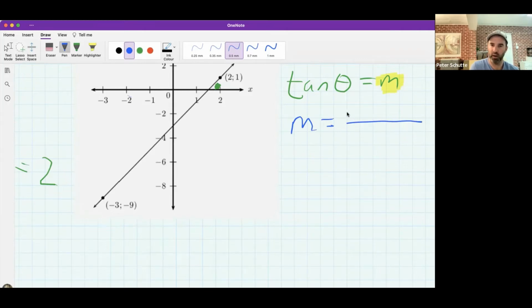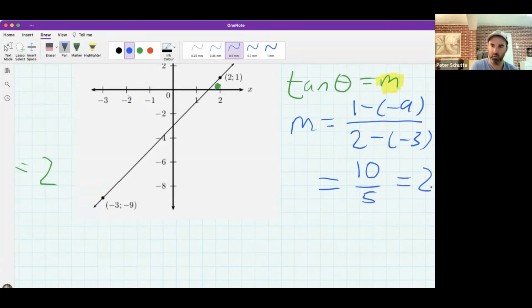So we should get for our gradient, you can do this in whatever order you like, as long as you're consistent, 1 minus minus 9 and 2 minus minus 3, which then gives us positive 10 over positive 5, which is 2 again. My goodness, what a coincidence. Which means that it's going to be the same answer. Yeah, because you've got the same equation, so you must have the same answer. We have 2 equals tan theta, and so theta will be 63.4 degrees.